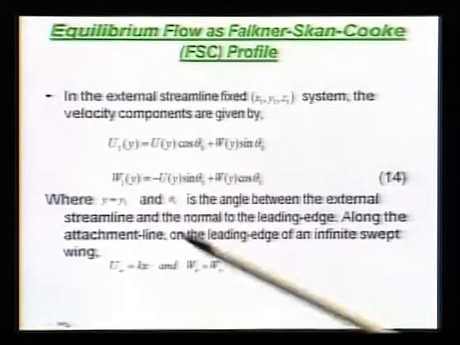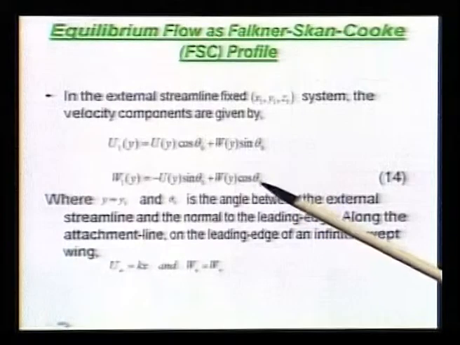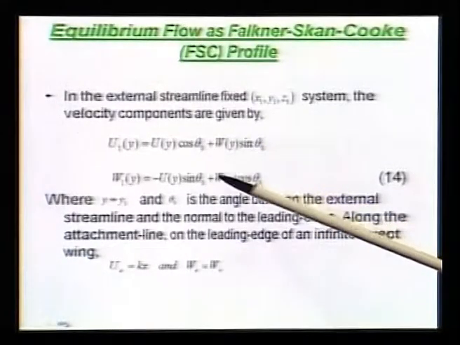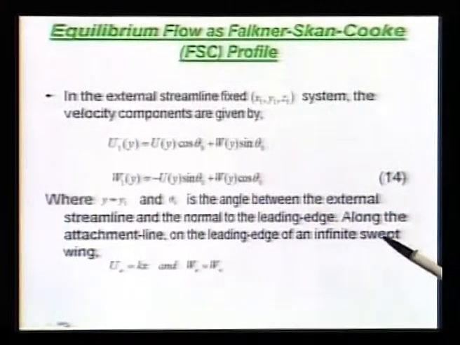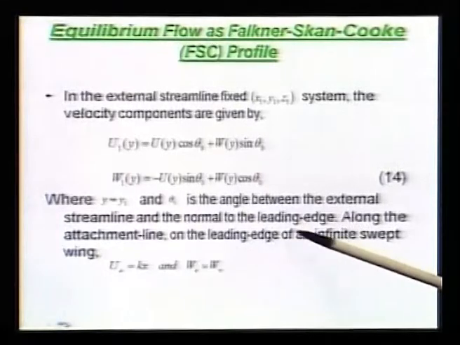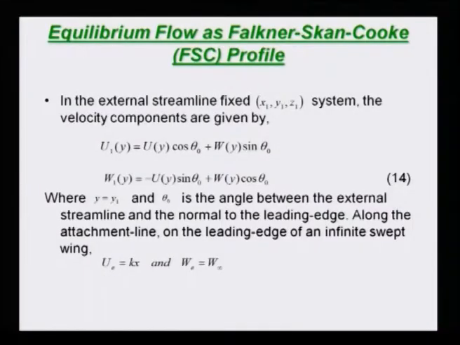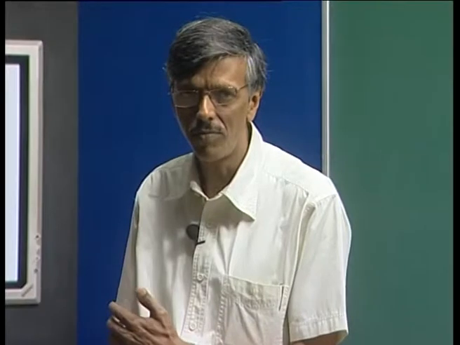And you can realize that y and y1 are the same, because they are perpendicular to the wall. So, you do not have to distinguish between the two, and you have obtained the velocity profile. And what happens along the attachment line on the leading edge of an infinite swept wing? We know UE, the edge velocity, happens to be proportional to x itself.